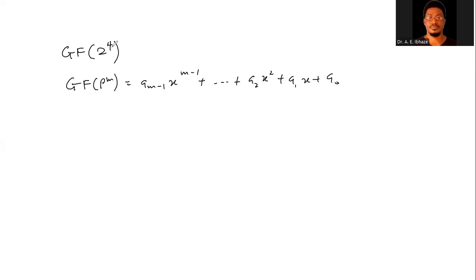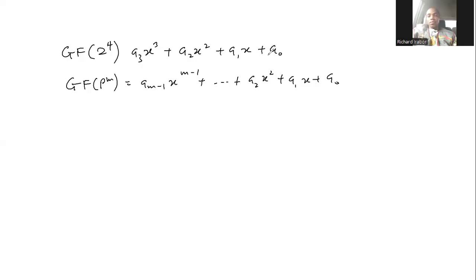So that will be 4 minus 1, which is a_3x^3 plus a_2x^2 plus a_1x plus a_0. This is a_0 times x to the power of 0, and anything to the power of 0 is 1, right? So that's how we got that. Okay, so we don't need to present that. We have described the polynomial.